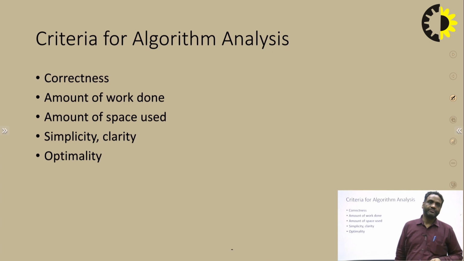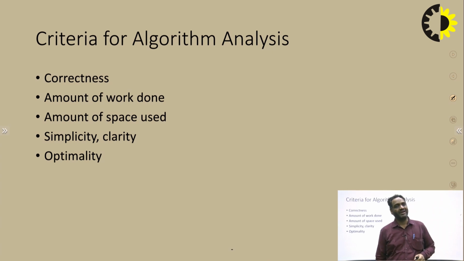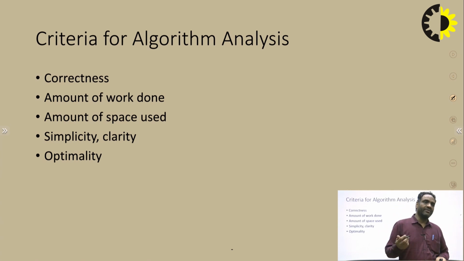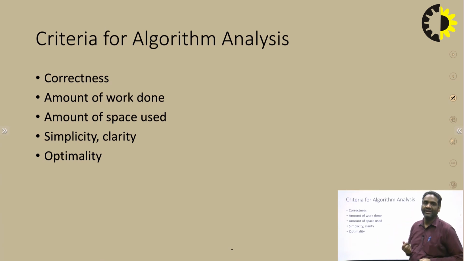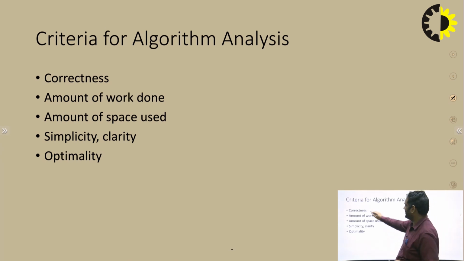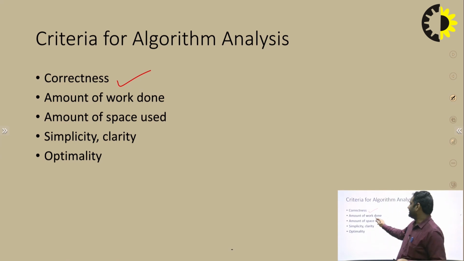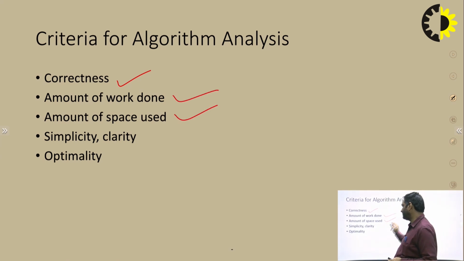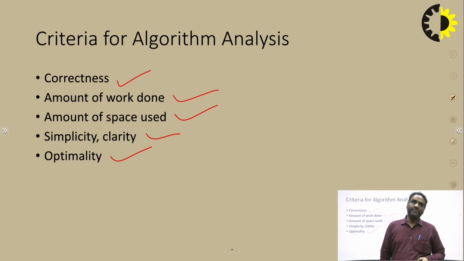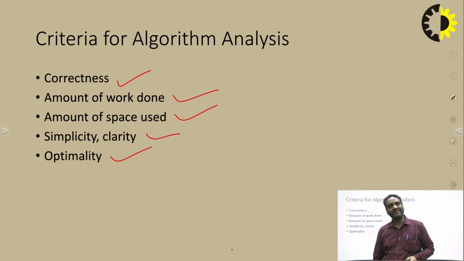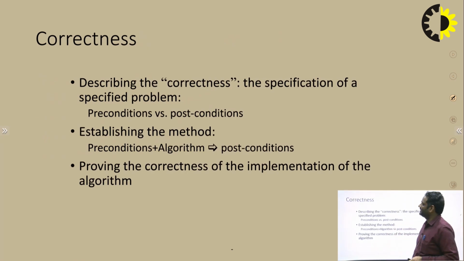Now we have some criteria through which we analyze a given algorithm, or a newly invented algorithm. To analyze that particular newly invented algorithm, we have certain criteria. First, correctness: is it correct for that particular solved example? And then amount of work done, amount of space used, simplicity, and optimality. These are the five criteria through which we analyze our algorithm. So first we will discuss what correctness is.